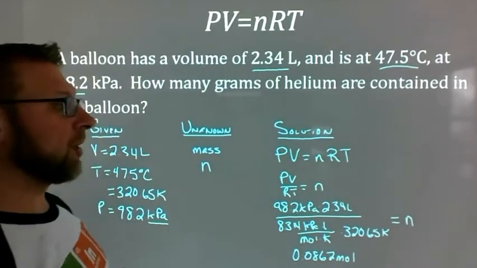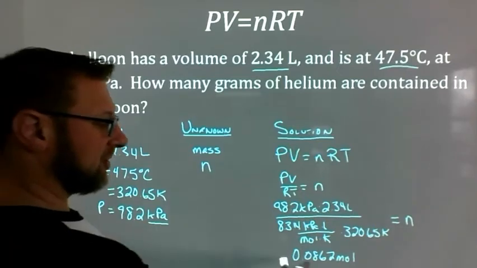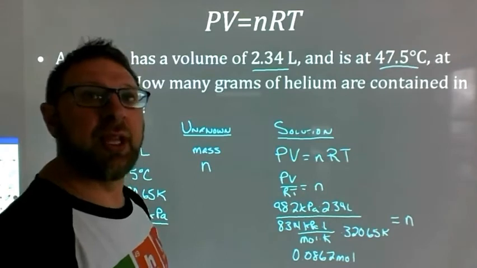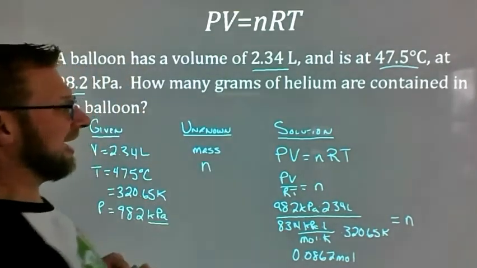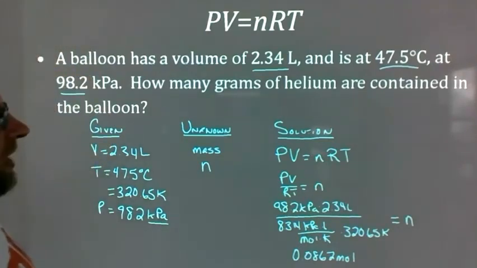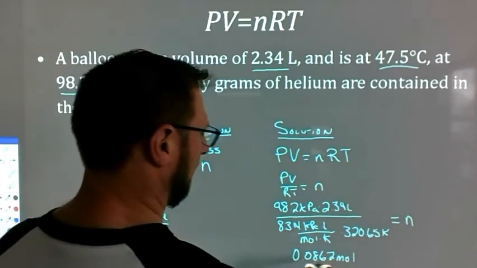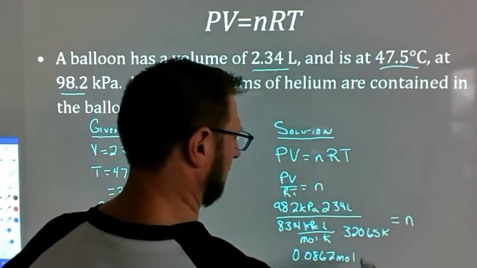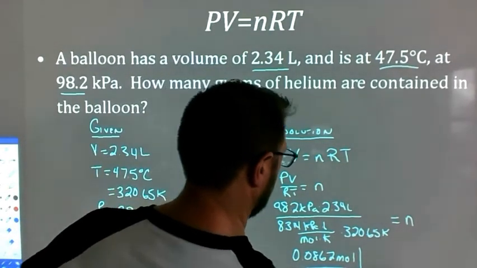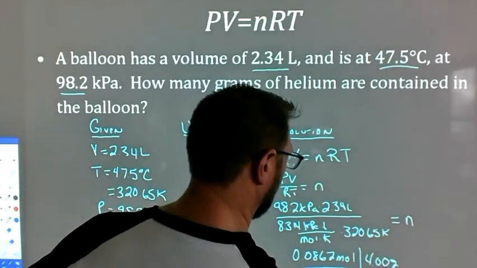All right, so the last step we're going to need to do is converting 0.0862 moles into grams, because that's what the last part of our problem is. That's what the question asked us. We have helium, so 0.0862 moles times 4.00 grams per 1 mole.